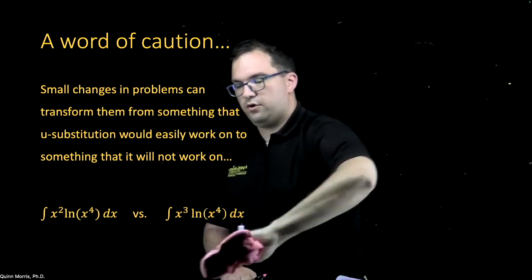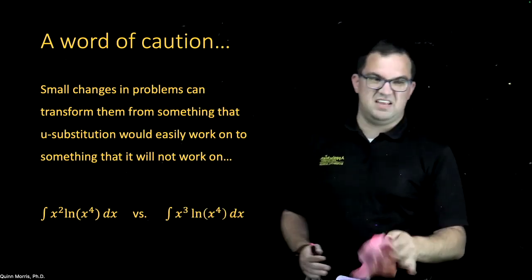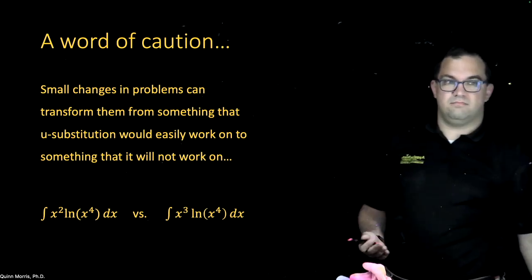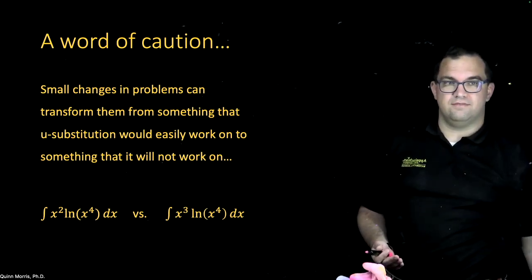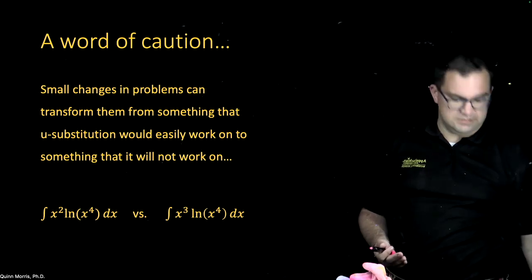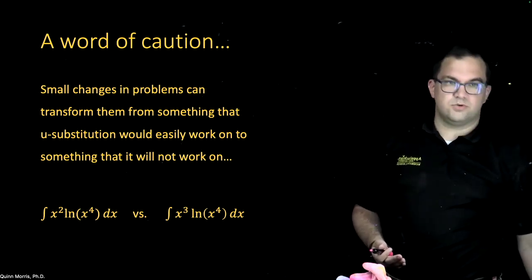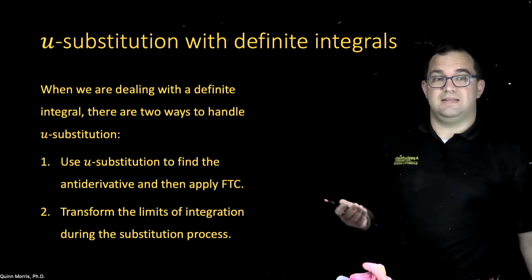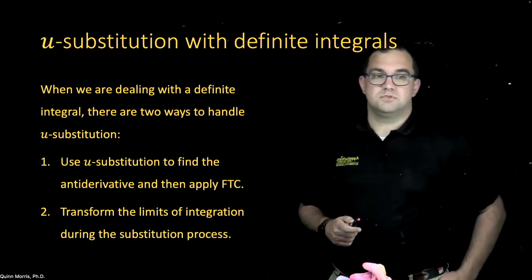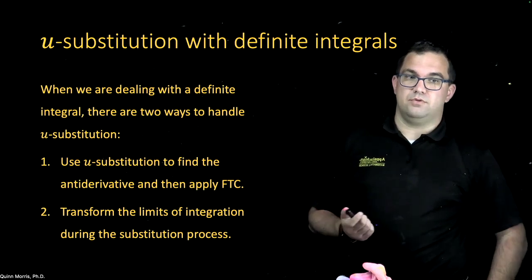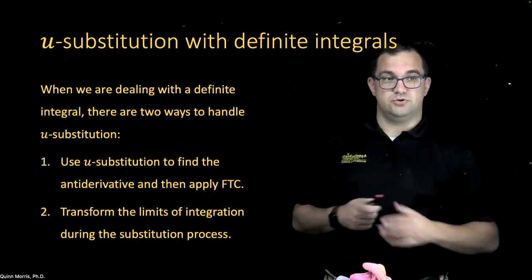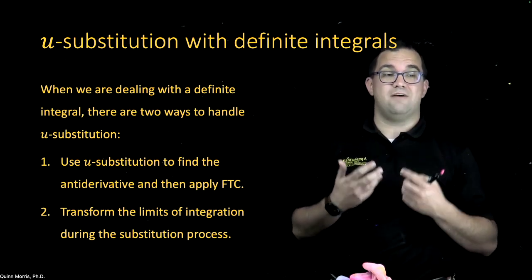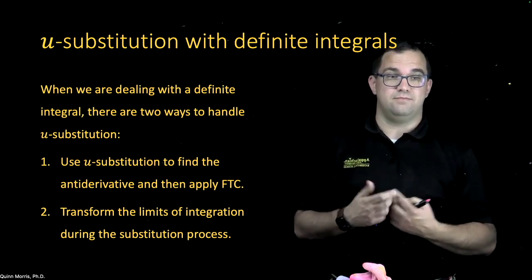Now, as I mentioned before, essentially indefinite integrals are equivalent to finding antiderivatives in a lot of ways, just asking it in a slightly different way. And so we might wonder then how this method ties to definite integrals. When we're dealing with a definite integral, there are really two ways to handle U-substitutions, because again, U-substitution is a way of finding an antiderivative.